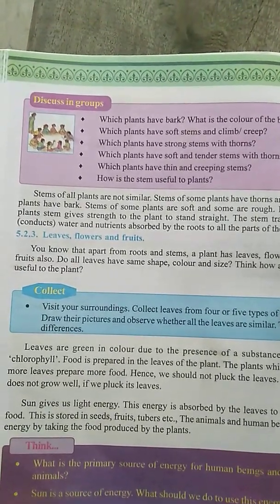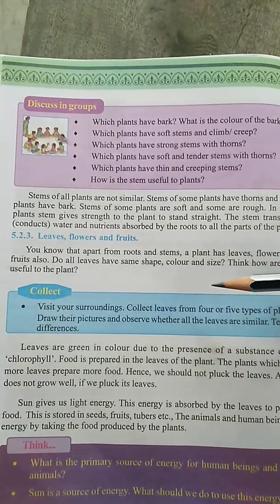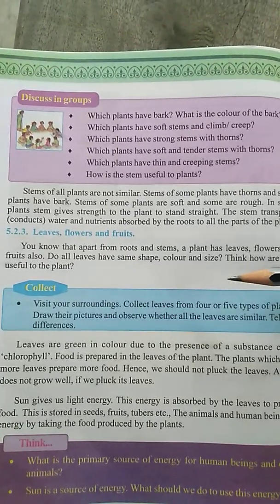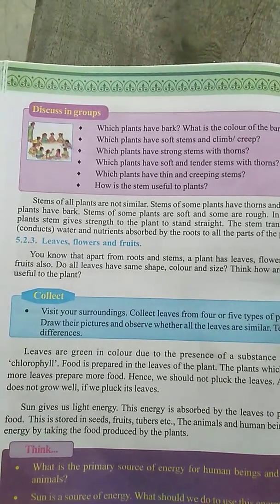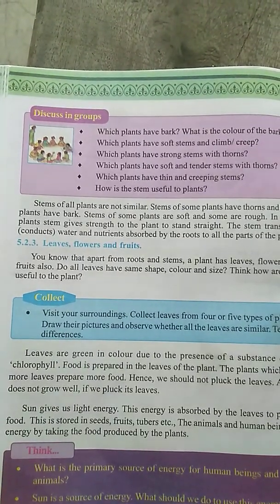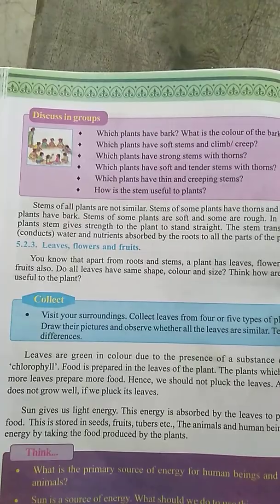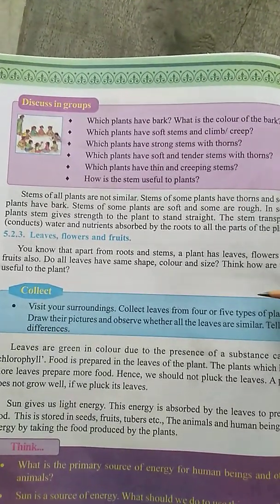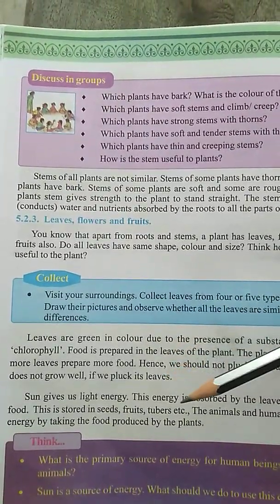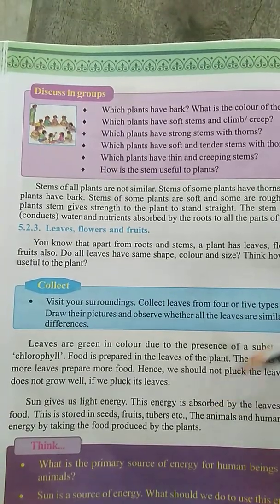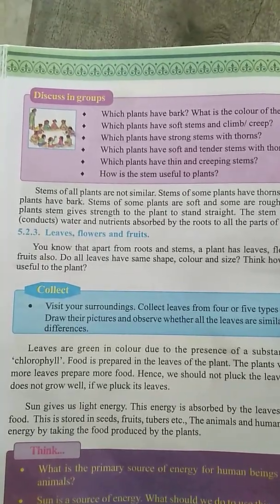So when the leaves absorb the sunlight, they store that energy in the seeds, in the fruits and in the tubers, which we eat. Yes or no? We eat ripe fruits, we eat vegetables. But who helped to prepare that food? Yes, leaves, which are very useful for animals and human beings to get energy by taking the food produced by the plants. So here we understood where we are getting the food from: from the plants. So understood, children? Okay.